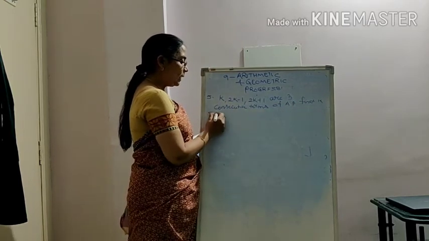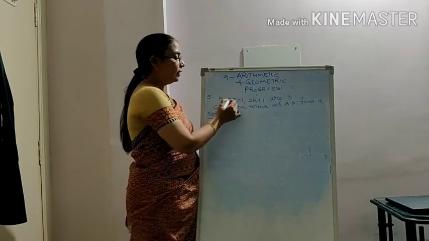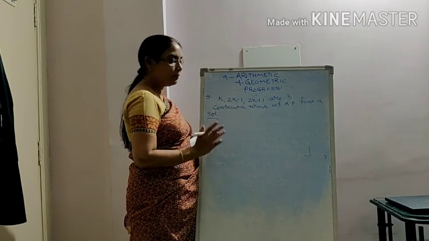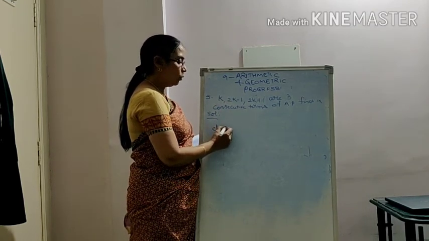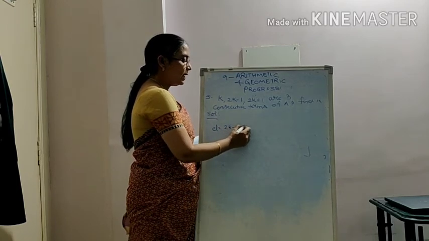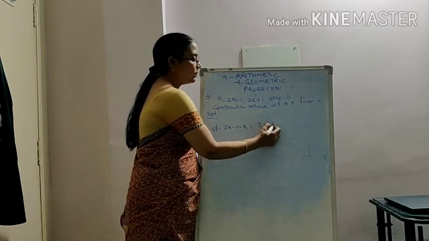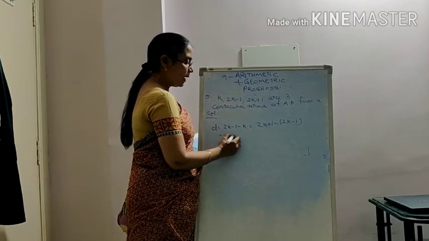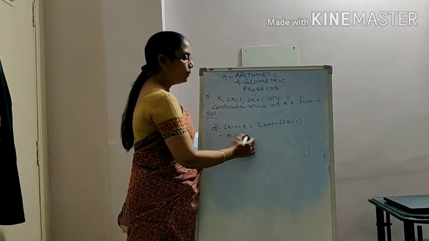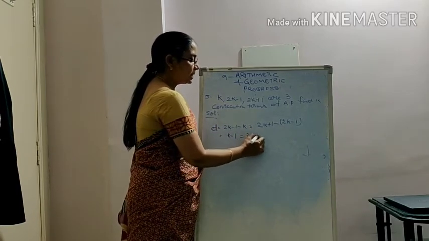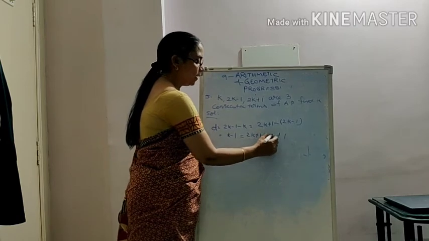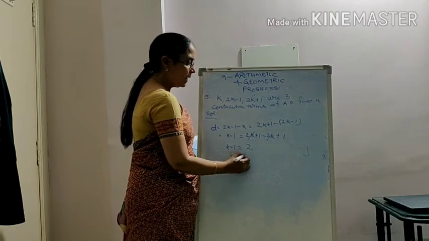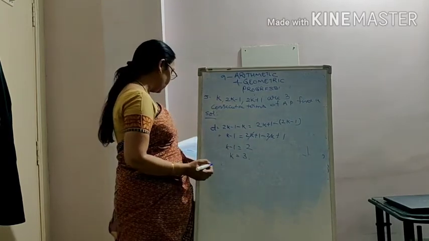If the terms are in AP, then the difference between 2k minus 1 and k, and between 2k plus 1 and 2k minus 1, will be the same. So D is equal to 2k minus 1 minus k, or 2k plus 1 minus of 2k minus 1. So 2k minus k minus 1 is equal to 2k plus 1 minus 2k plus 1. So k minus 1 is equal to 2. So k is equal to 3. We have found the value.